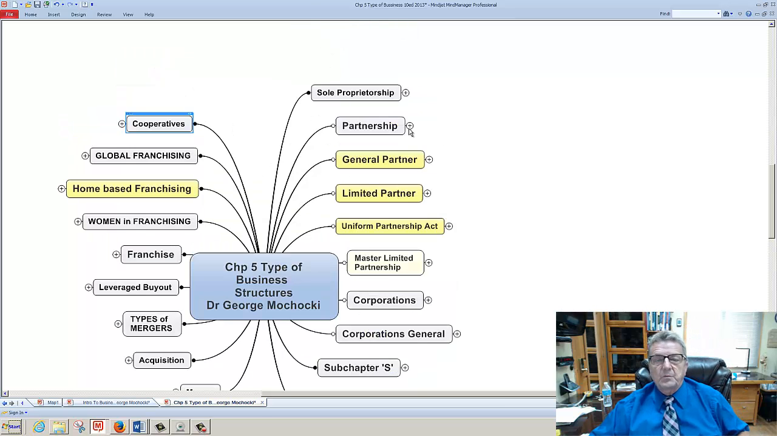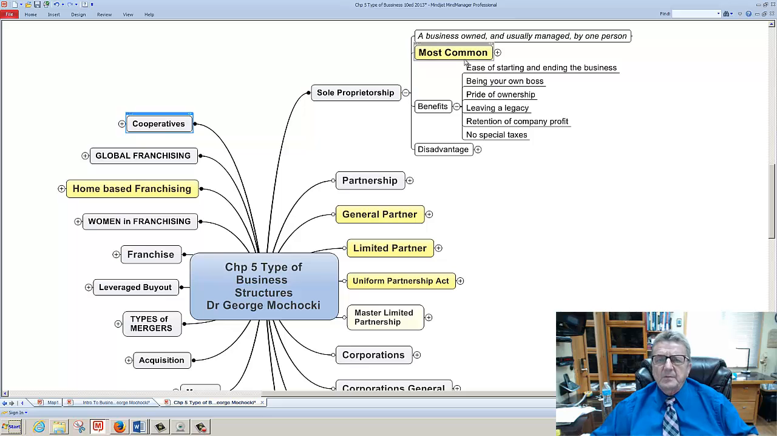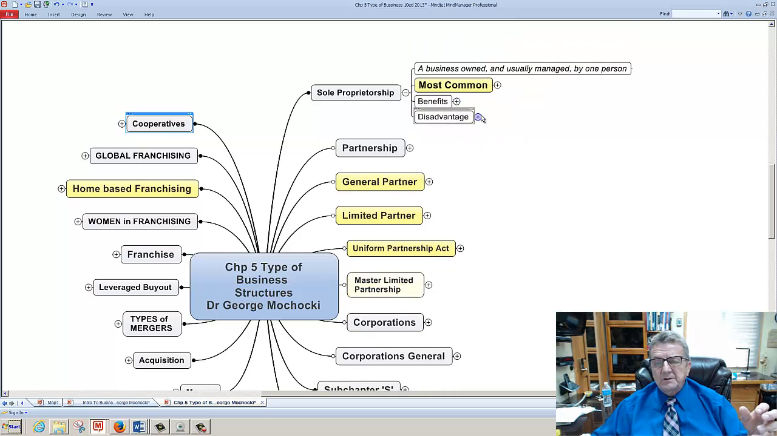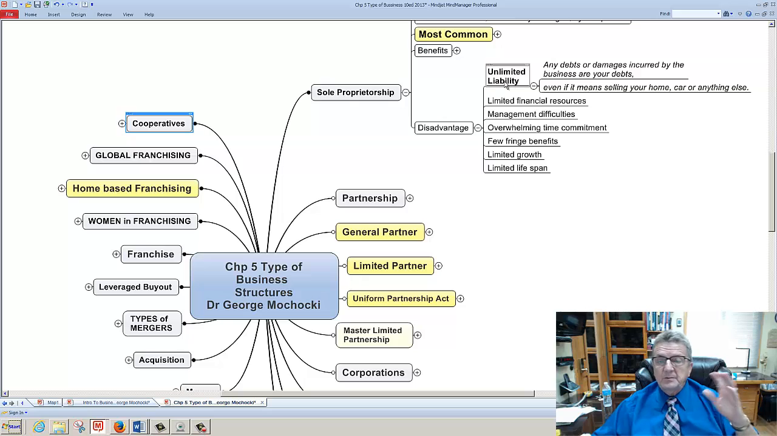Okay, so let's start off with the sole proprietor. I'm going to go real quick. Remember, it's the most common. Benefits: my own boss. And you're not really your own boss because your customers are always the boss. So understand the benefits. And when I go into the disadvantages: unlimited liability, or you talk all debts or damages incurred from the business are your debts. I mean, it becomes my personal debts. And very few benefits, limited growth span.